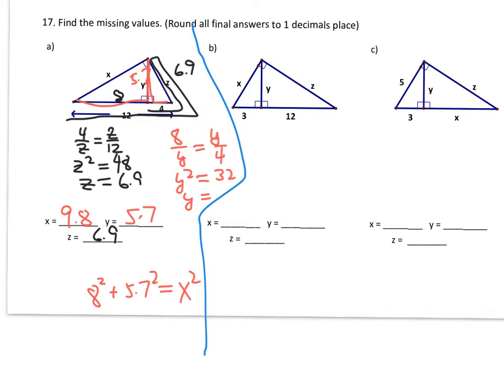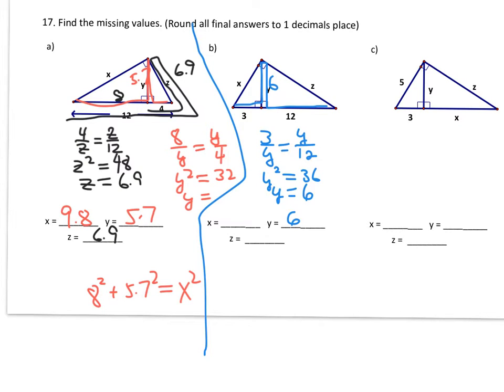Going through the second question, we could set up the proportion 3 is to y as y is to 12. So short is to medium as short is to medium. 3 is to y as y is to 12. We get y squared equals 36. So square rooting, y equals 6. So the y value is 6.